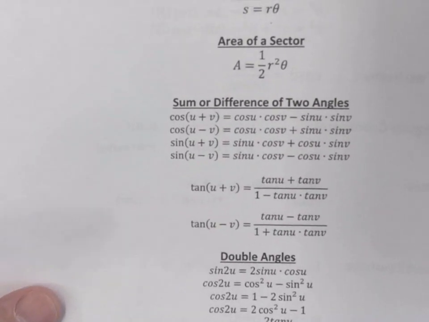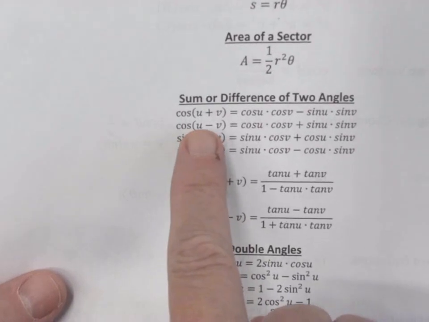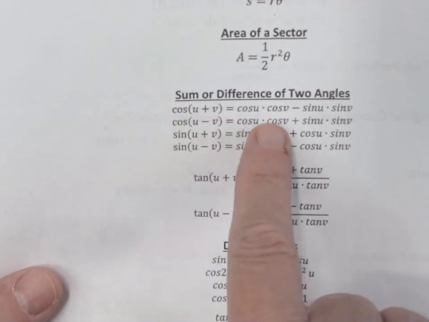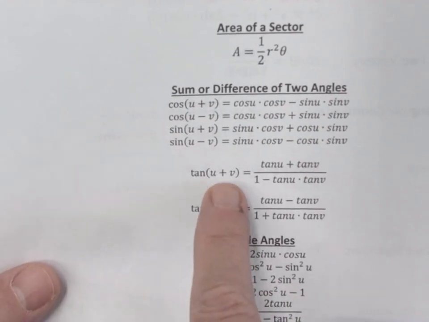The next three problems, we're going to use some formulas from the formula sheet. And the ones we're going to use are called the sum or difference of two angles. You can either add or subtract two angles together and take the cosine, and here's your formula, or adding or subtracting two angles and the sine and also the tangent.